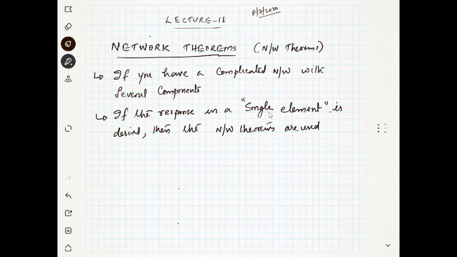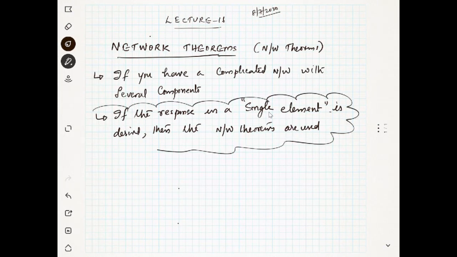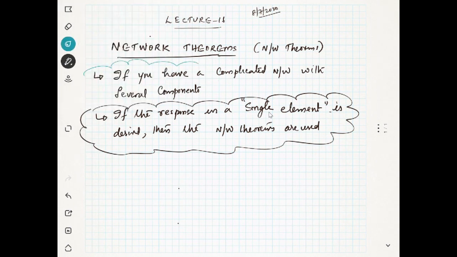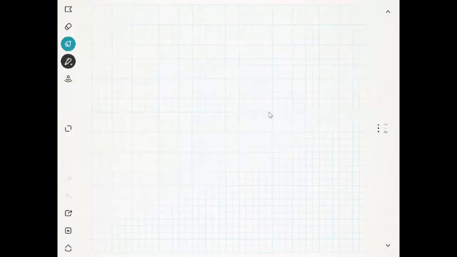You have a complicated network, so in this condition you will be using the network theorem. You have a very complicated network and you want to find the current, voltage, or something across a single component. In that case, you will be using the network theorem. I hope that this is clear to you.